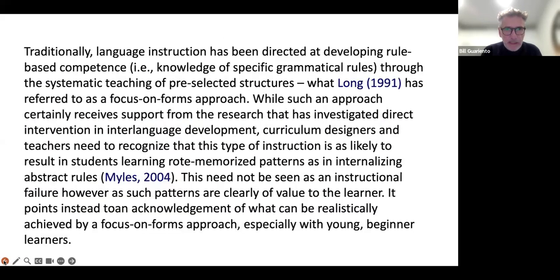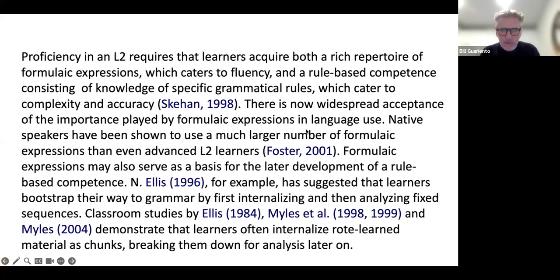I'm going back a little bit. Just a second. Can we see the phrase on the screen which you chose as your summary for the first paragraph? Formulaic expressions may also serve as the basis for the later development of a rule-based competence. Can you see that phrase?